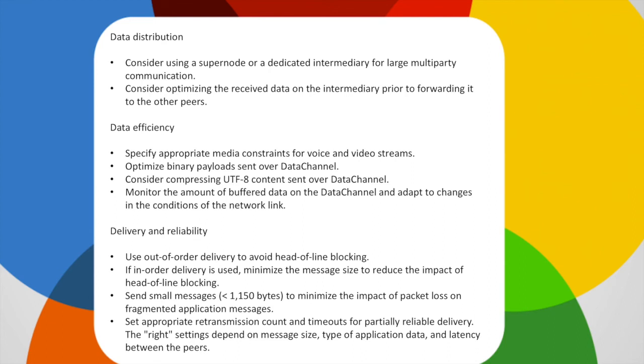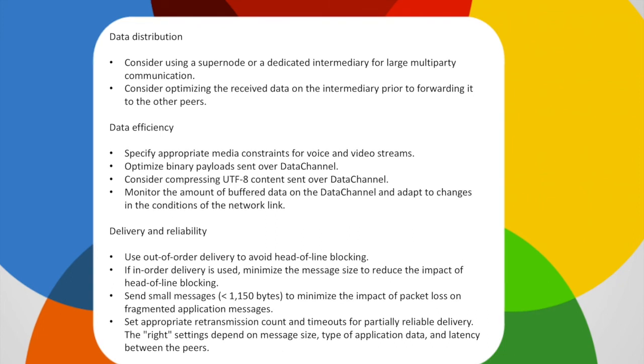For delivery and reliability, use out-of-order delivery to avoid head-of-line blocking. If in-order delivery is used, minimize the message size to reduce the impact of head-of-line blocking. Send small messages and set appropriate retransmission count and timeouts for partially reliable delivery. The right setting depends on message size, type of application data, and latency between the peers.